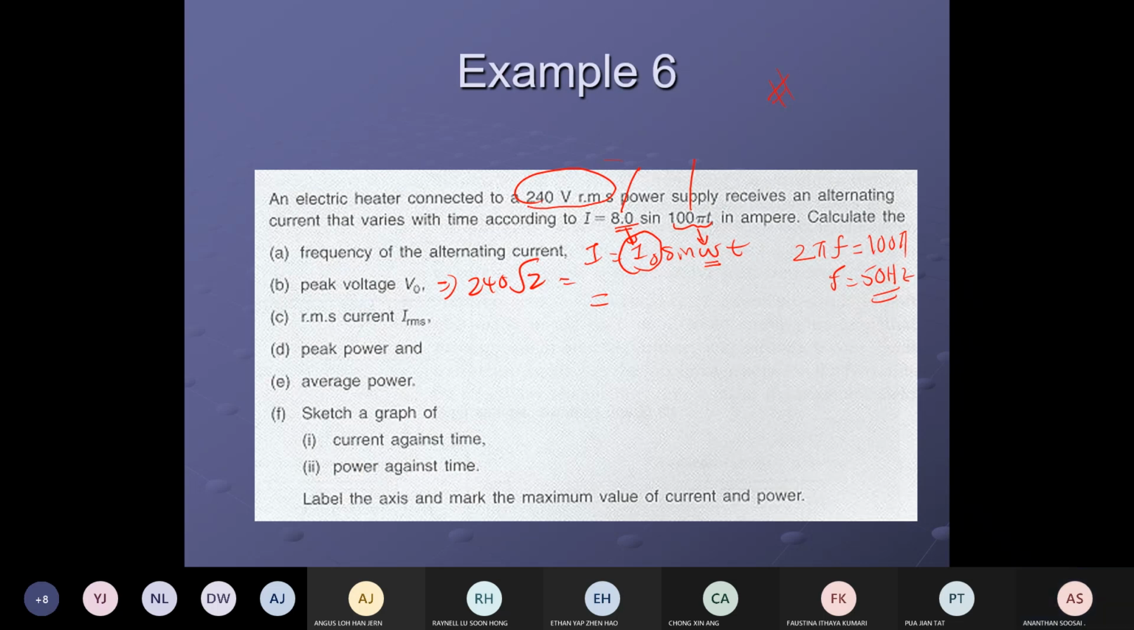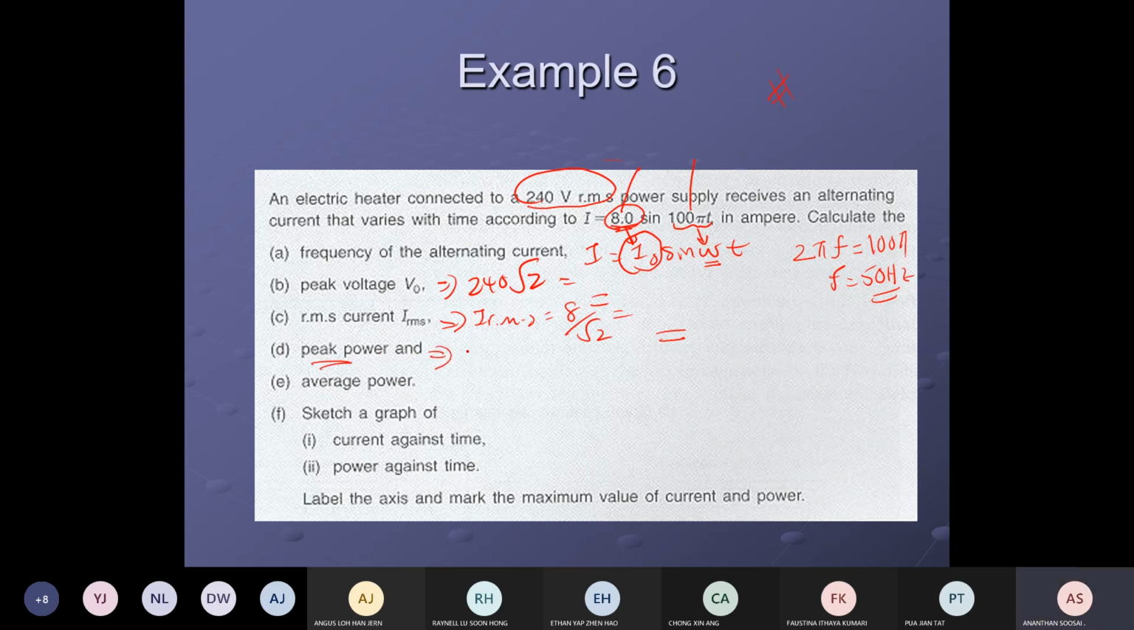Let's get the technique first. How do you get the RMS value? You know I peak, which is 8. So I RMS is I peak over root 2, that is 8 over root 2. Okay, let's continue. Just the technique first, I'm not interested in the answer.